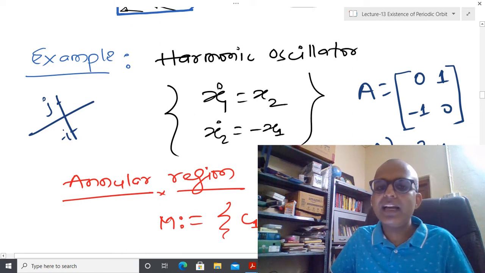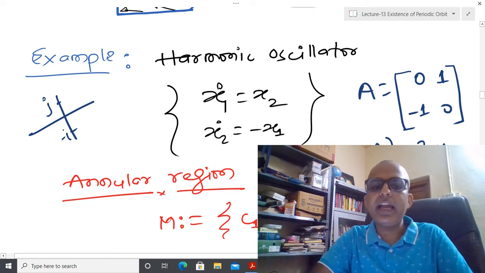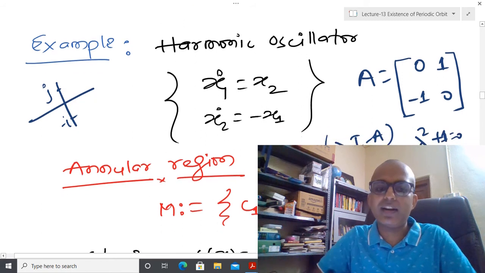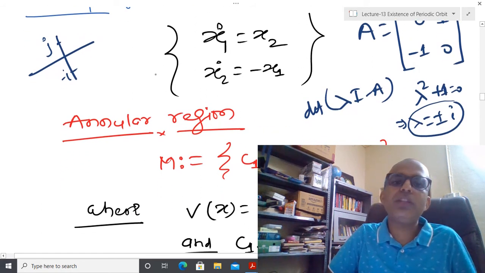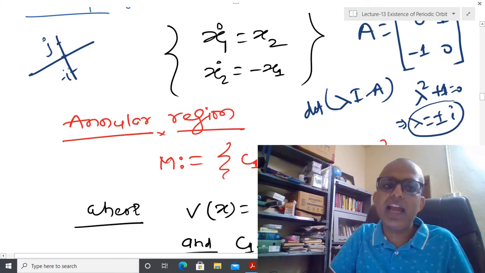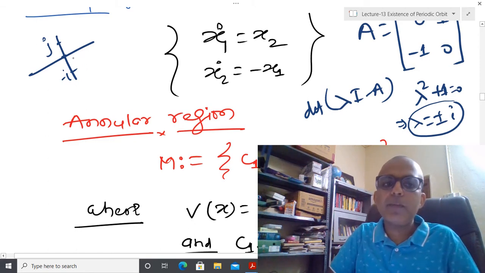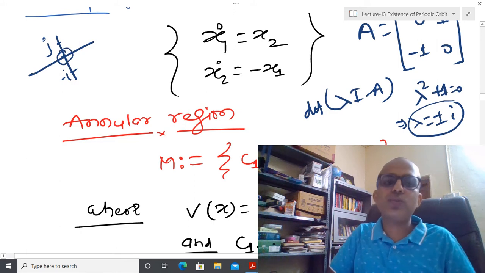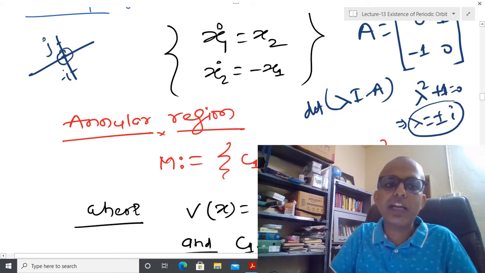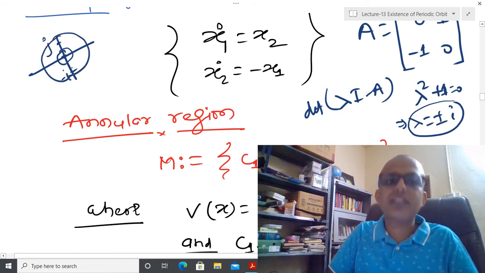Now if I consider any annular region, why am I considering an annular region? Because you know the behavior at the equilibrium point. If you start from the equilibrium point, you are going to stay there, so in order to see the possibility of a periodic orbit, people exclude this point. How to exclude this point? You have to make some kind of closed surface around that equilibrium point, and after that you can take another surface. I assume I have some function V(x), with lower bound C1 and upper bound C2.